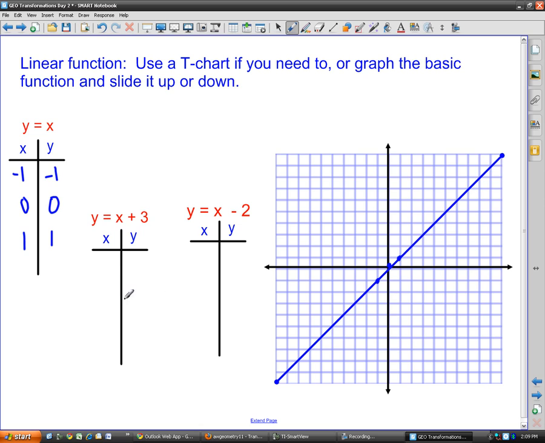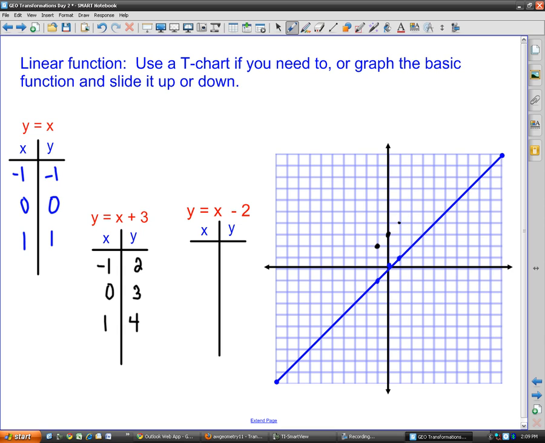Now watch what happens here. If I plug in my same points, -1, 0, and 1, if I put -1 in here, I'll combine these and I'll end up with a +2. If I put 0 in, I get +3, and if I put 1 in, I get a +4. So if I go to plot these points, -1 for x gives me a +2 for y, a 0 will give me a +3, and a +1 gives me a +4.